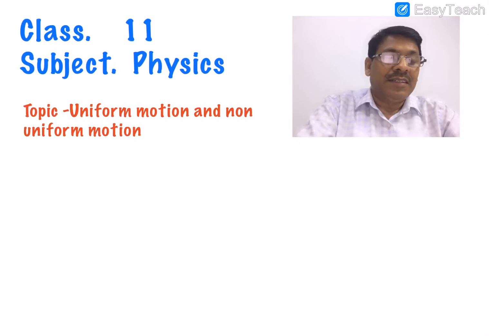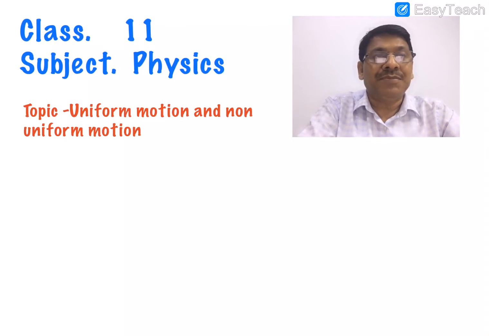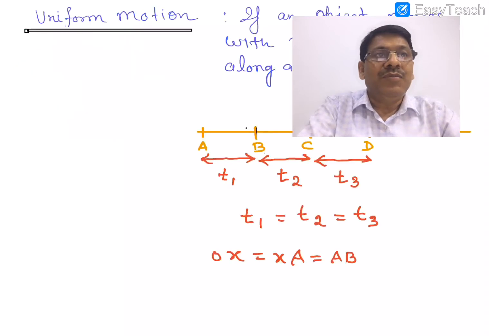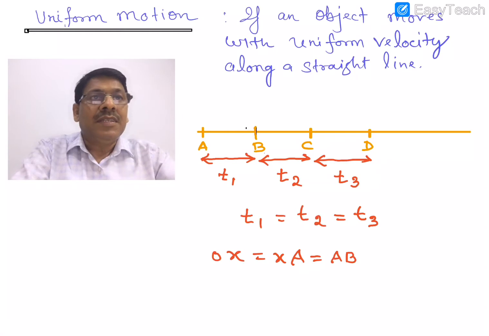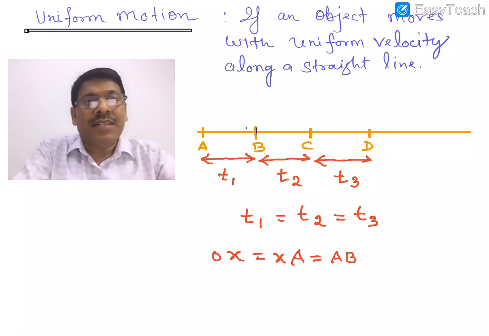And in today's class, we will discuss the new topic, and that topic is uniform motion and non-uniform motion. You know, uniform motion is that in which an object moves with uniform velocity along a straight line.